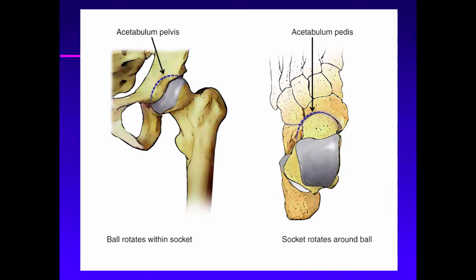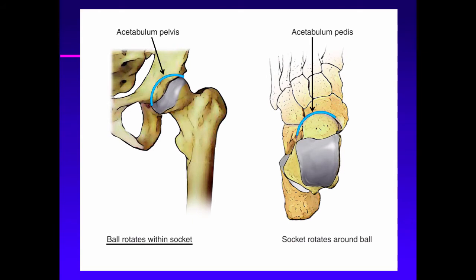To bring this analogy further are these sketches. We all appreciate the hip joint. There's an acetabulum of the pelvis, and the femoral head sits inside. In the foot, there's an acetabulum pedis, the acetabulum made up of the structures mentioned previously, and inside that acetabulum of the foot sits the head of the talus.